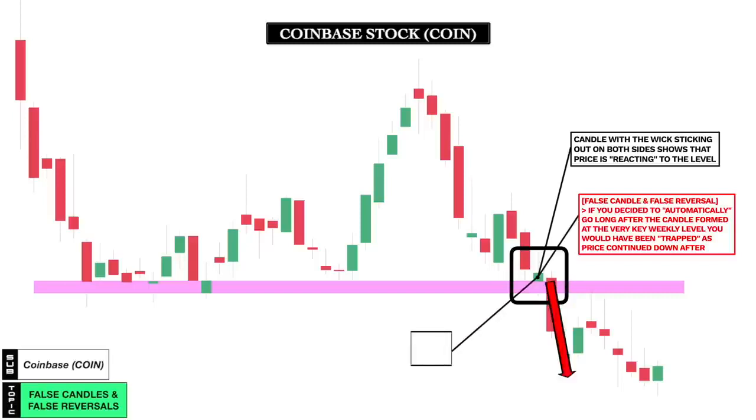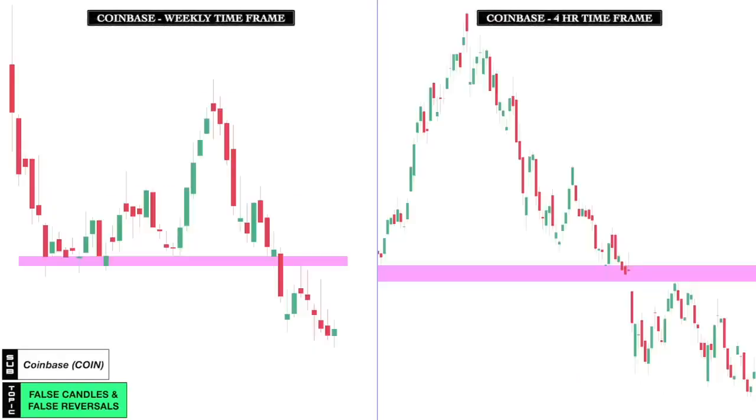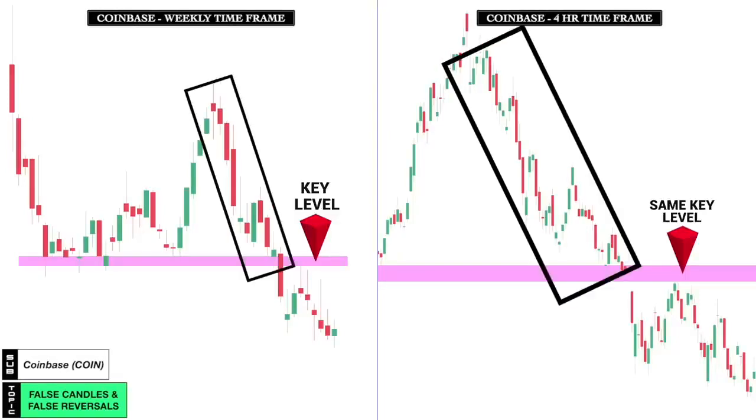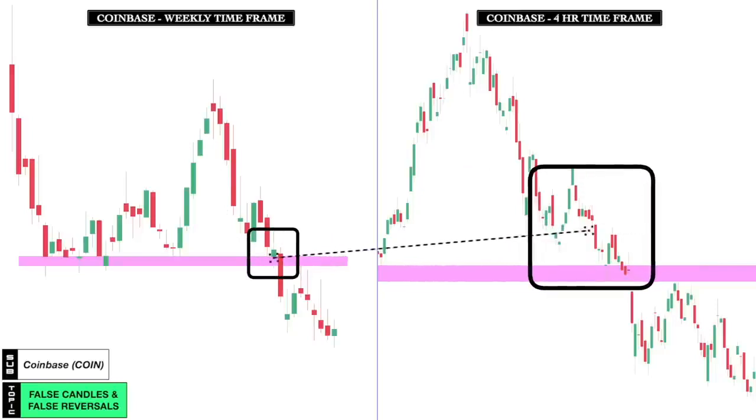So let's pull up the 4-hour time frame to look inside of these candles and why this long setup failed. On the left is the weekly time frame we just looked at, and on the right is the 4-hour time frame. Same key level, same downtrend. This area here, where the candlesticks formed, is this same area here.